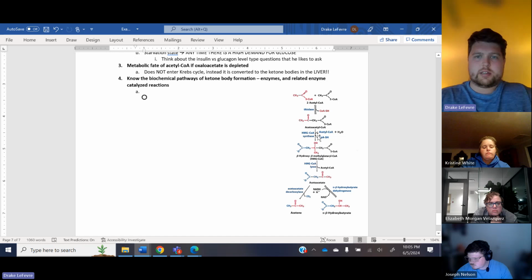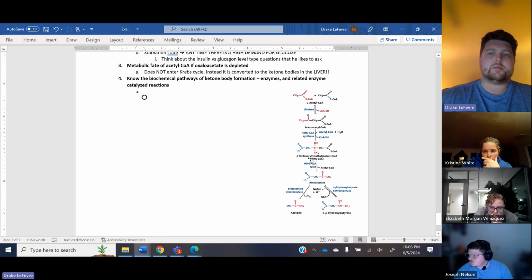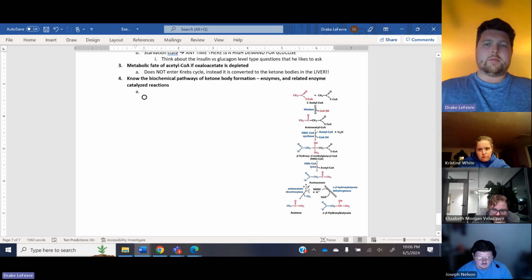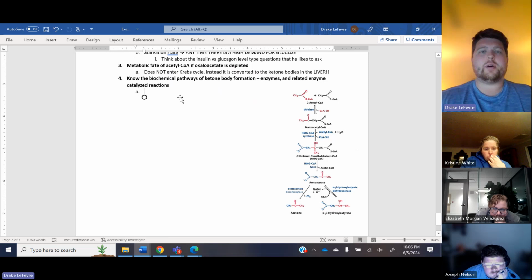The thiolase, the HMG-CoA synthase. Only difference is that we have here the HMG-CoA lyase, which brings us down to acetoacetate, which is that first ketone body.